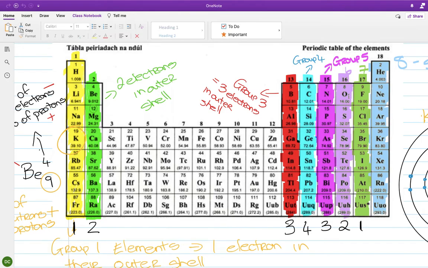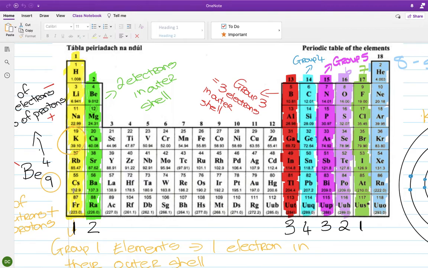In group 6, there's 6 electrons in the outer shell. They're not going to be able to get rid of 6. That's too many. So what they will do is look to get an extra 2. They'll either look to take them from one of these elements over here in an ionic bond, or they'll look to share them. But they need an extra 2. And then in group 7, there's 7 electrons in the outer shell, so they gain an extra 1. So that's how the valency works.